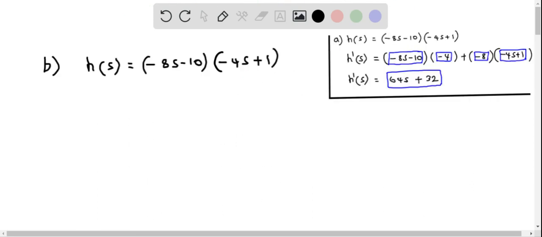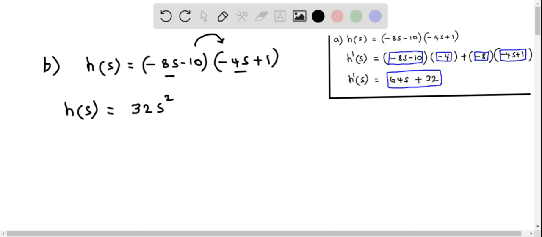Let's do part B. Here we find the derivative of h of s without using the product rule. The first thing we are going to do is FOIL this out and put it in the simplified form. So I'm going to write h of s, and this equals, I'm going to FOIL this out. I take negative 8s times negative 4s, and 8 times 4 is 32. Negative negative is positive, and then we will have s squared.